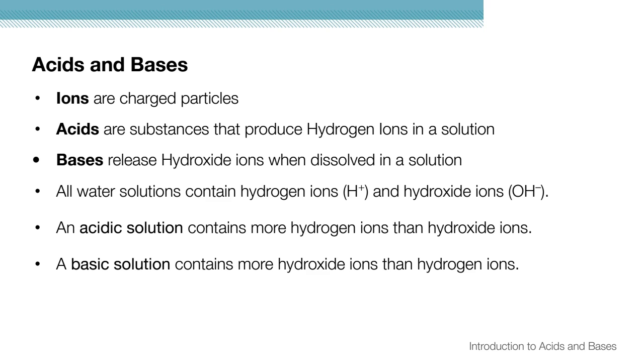Now, solutions, you learned what those were in the last lesson, right? So you have some solute dissolved in a solvent. In an acidic solution, you are going to have more hydrogen ions than hydroxide ions, right? So we know water already breaks down into hydrogen and hydroxide ions, but in an acidic solution, there's going to be more hydrogen. In a basic solution, there's going to be more hydroxide.